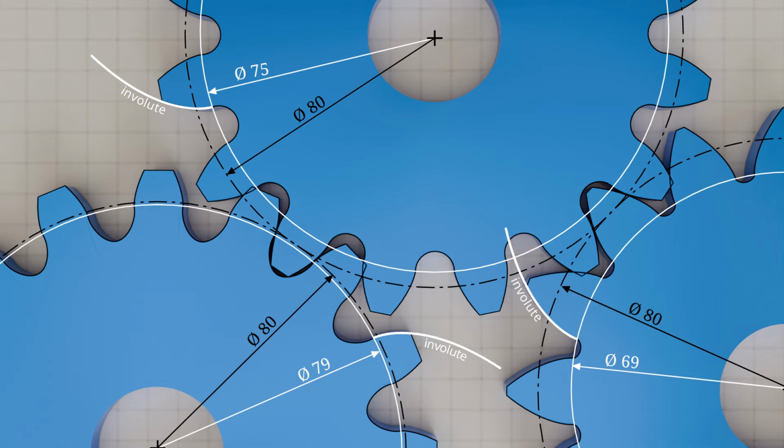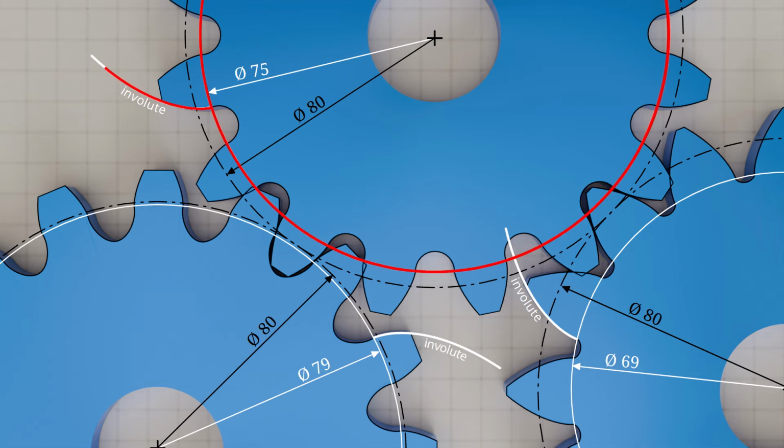Let's start with some basic facts about the properties of involutes. The shape of an involute, and therefore the shape of the tooth, depends only on the diameter of the base circle. Each base circle therefore results in a specific involute. However, all involutes are geometrically similar. This means that they can be brought to the same shape by simply scaling them up or down. Let's take a look at the base circle marked in red and the corresponding involute.